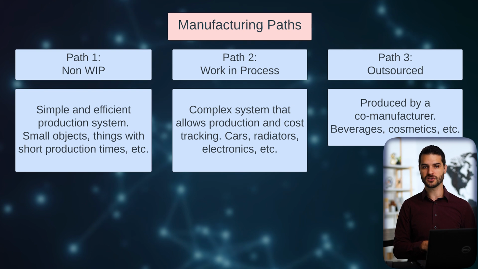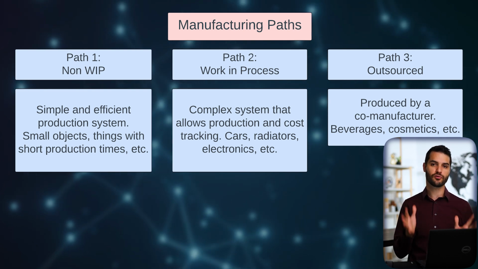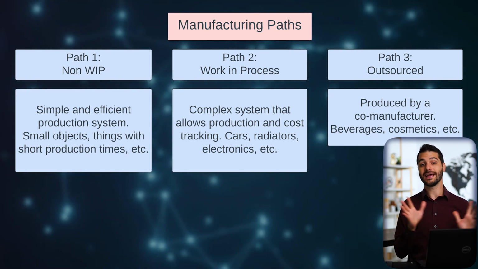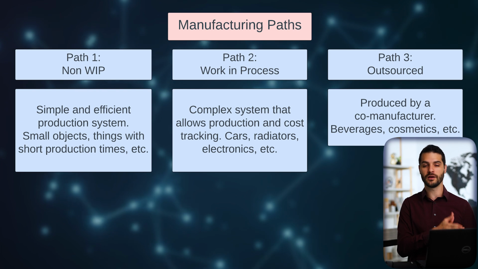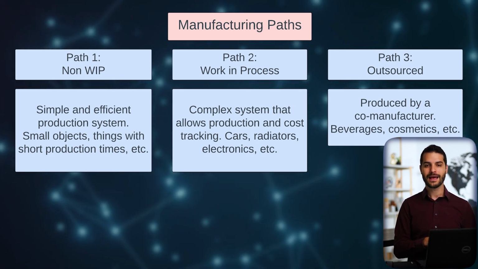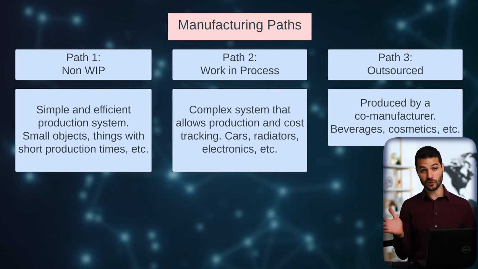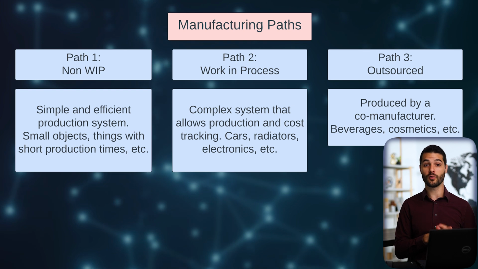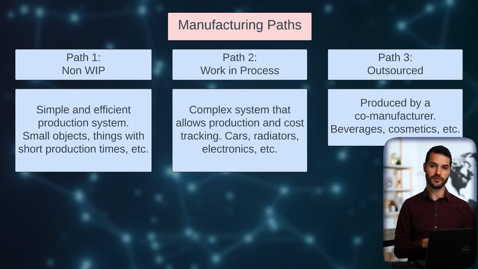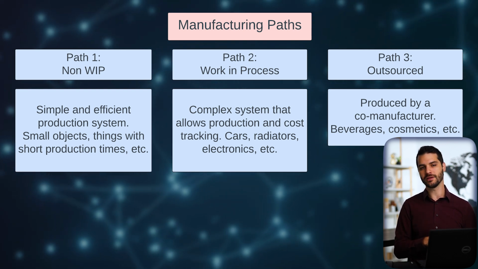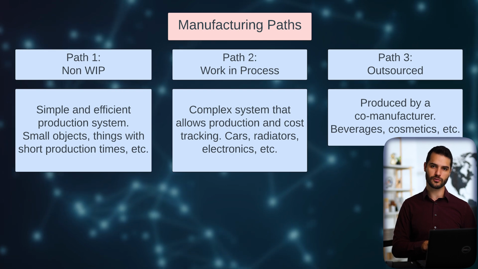There can be variations on that, but in general, the process for outsourced manufacturing is very similar to path number one, the non-WIP path. Outsourced manufacturing can be used for a lot of different things, but often used for food and beverage or for health and beauty like cosmetics. They commonly will manufacture at an exterior location.